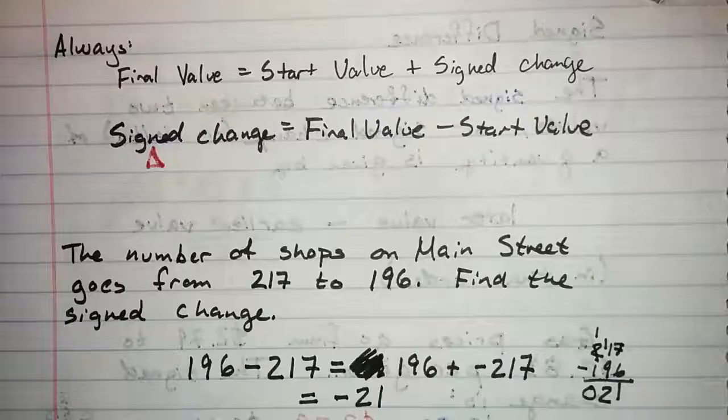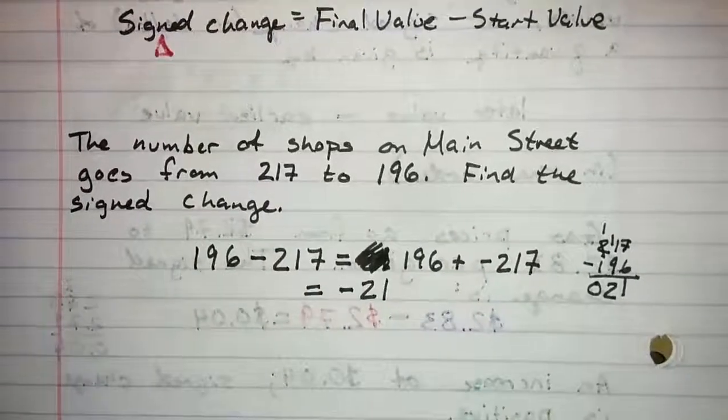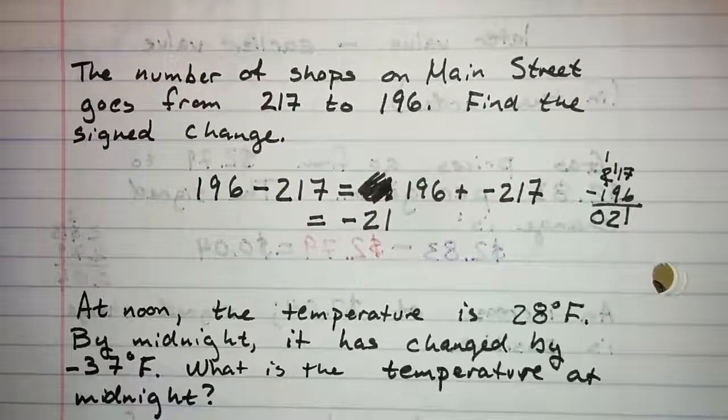We can also use this to figure out where we end up, given where we start and how much we change. Suppose at noon the temperature is 28 degrees Fahrenheit. By midnight, it's changed by negative 37 degrees Fahrenheit. We want to know what the temperature is at midnight. Remember that final value is starting value plus signed change. Pause the video and try to find this.